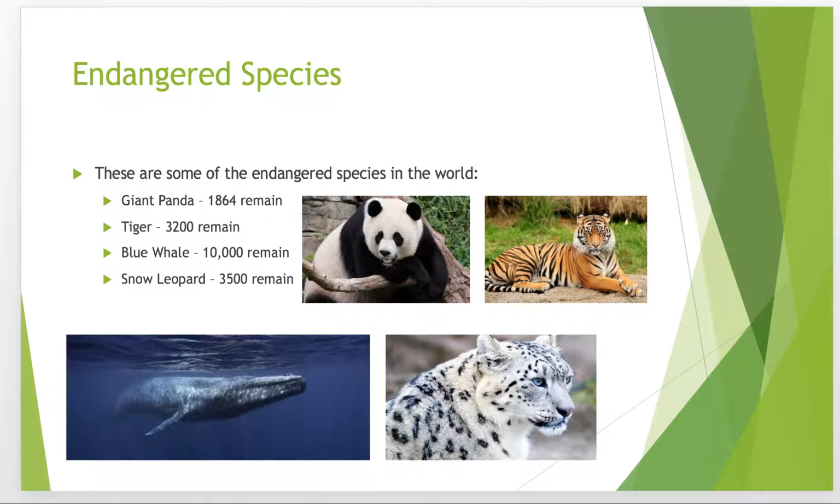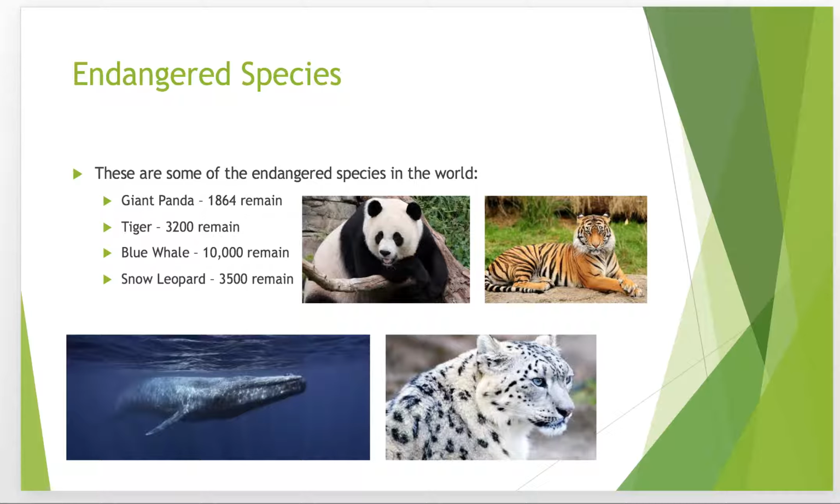So let's take a look at some of the endangered species of the world. The giant panda, of which only 1,864 remain, the tiger, of which only 3,200 remain, the blue whale, of which 10,000 remain, and the snow leopard, of which 3,500 remain. These are only some of the species that are endangered in the world, as there are thousands of species that are endangered as a result of the loss of biodiversity.